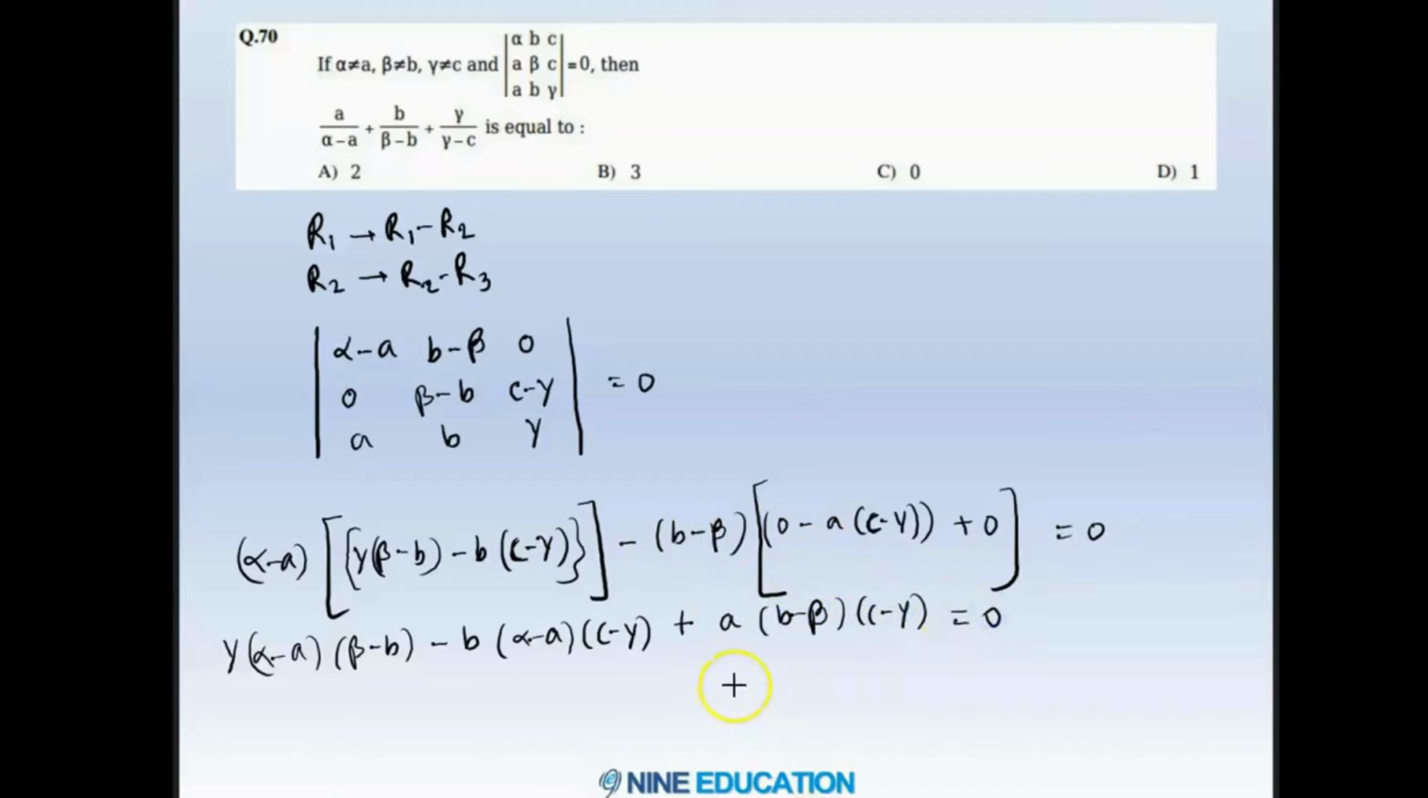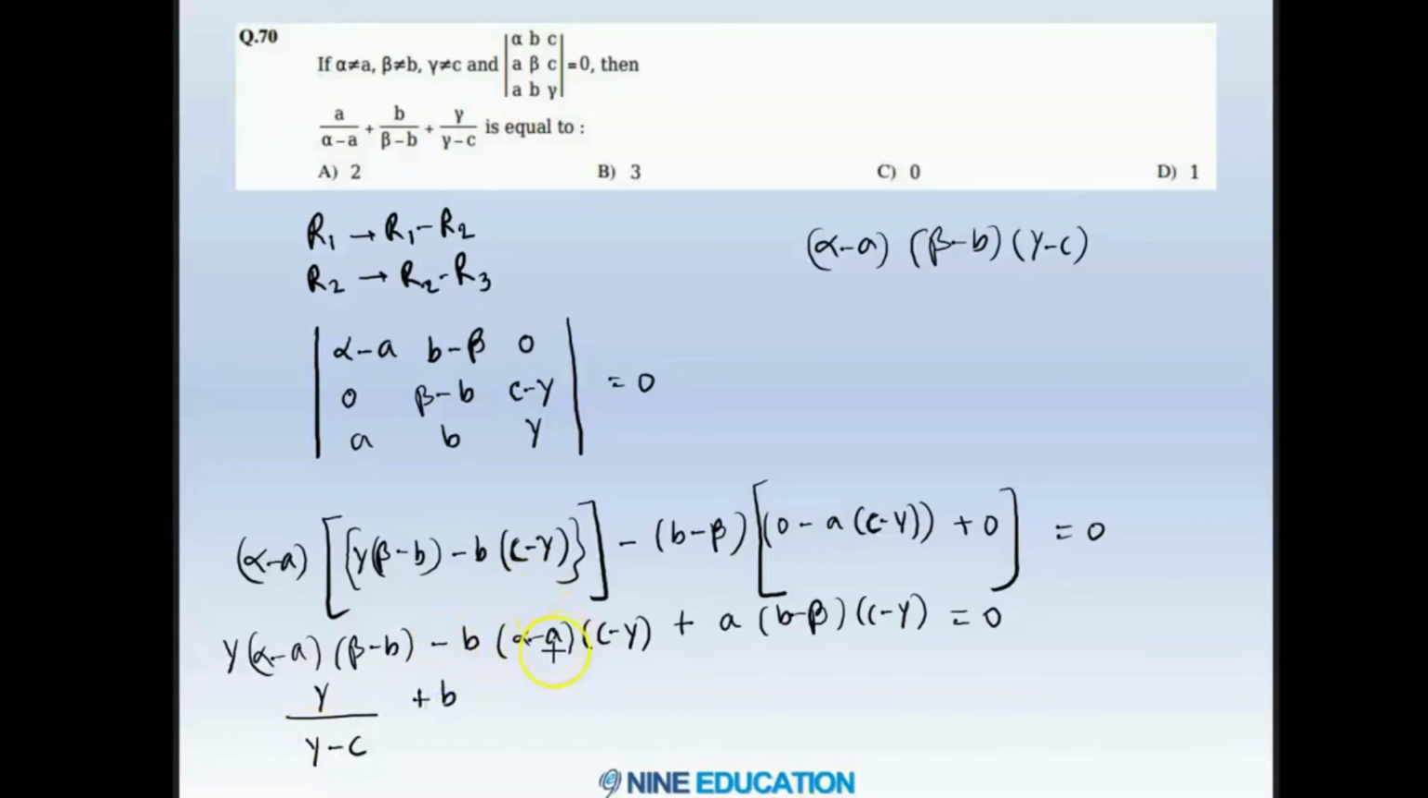that is equal to 0. So further, if you observe in the numerator part, you are having a by alpha minus a. So what we can do, we can divide with alpha minus a, beta minus b, and gamma minus c throughout. So the first term will be left with gamma by gamma minus c. Then next term, if you observe, it is minus b, but I will write it as plus b so that I can change this c minus gamma to gamma minus c.